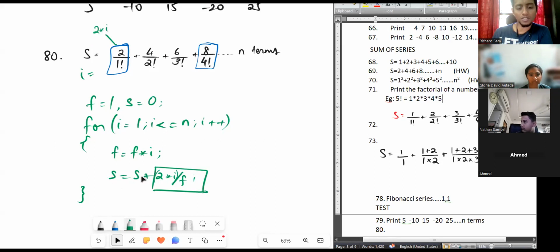Okay, so in our formula, sum is equal to sum plus the numerator, we're taking it as 2 into I. Got that numerator part? And the denominator part is the factorial of I. So before that statement, first we need to find the factorial of I using the statement f is equal to f into I. Okay, we're finding the factorial of that I and then using f in the main formula. Okay, Anna. Thank you.